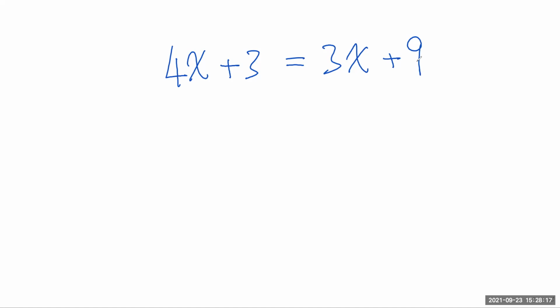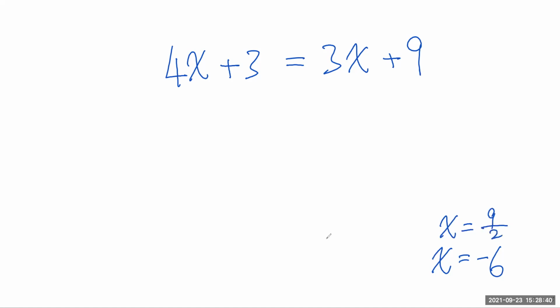x equals 9/2, right? I got 6. What did you get, Jay? -6. Okay, let's see. And what did you get, Morgan? I think I might be wrong, but I think I got 9/2.